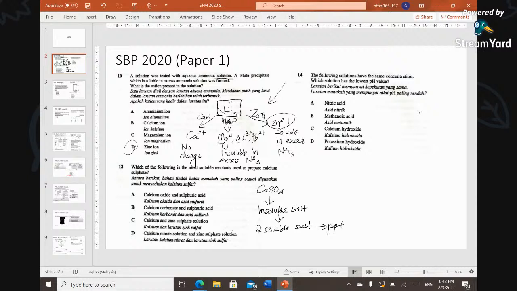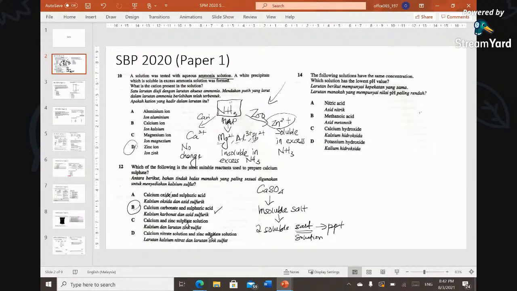Okay, so calcium oxide and sulfuric acid, no. If you look at calcium carbonate, over here they give you acid. Even though it's not a salt, you find out the solution, because they didn't give salt, they give you acid. So calcium carbonate and sulfuric acid. Calcium oxide is not soluble, wrong. Calcium carbonate, it is soluble, and sulfuric acid is also soluble. Calcium is a metal. And then zinc sulfate, not soluble. So your answer is D.